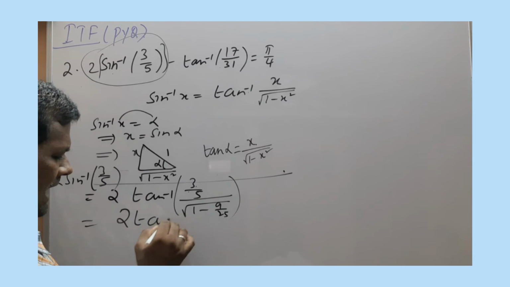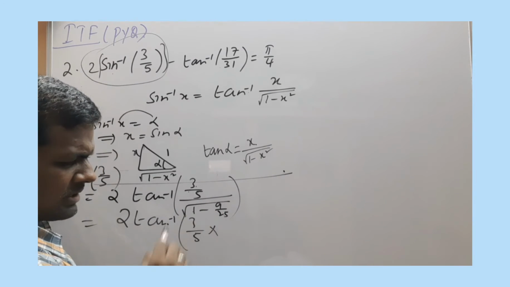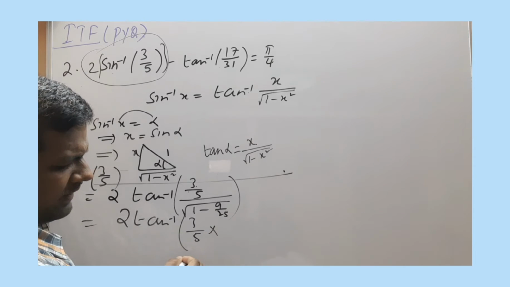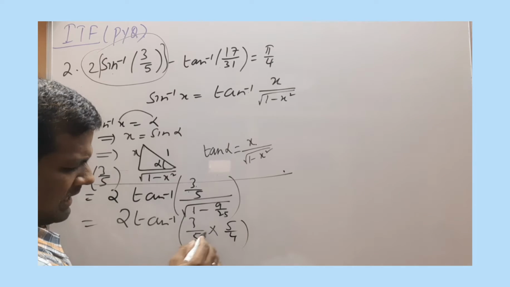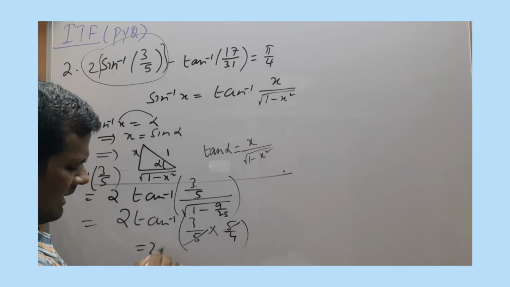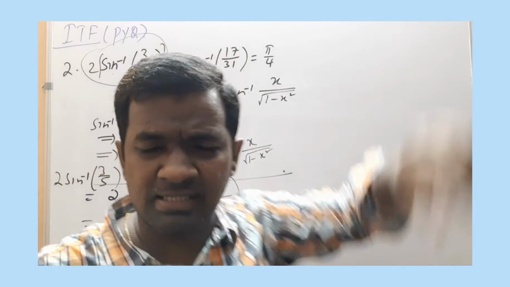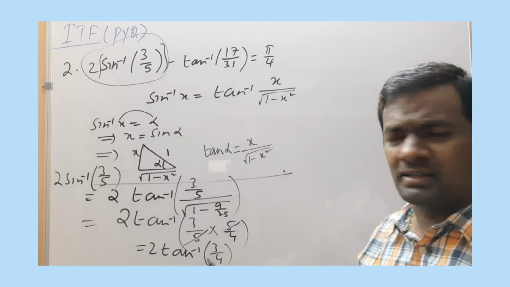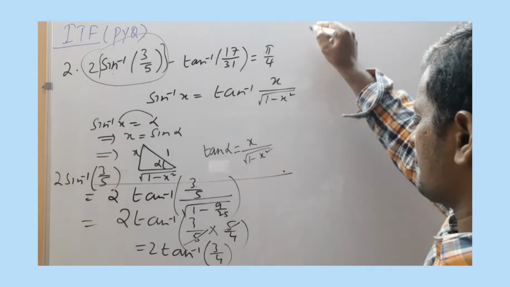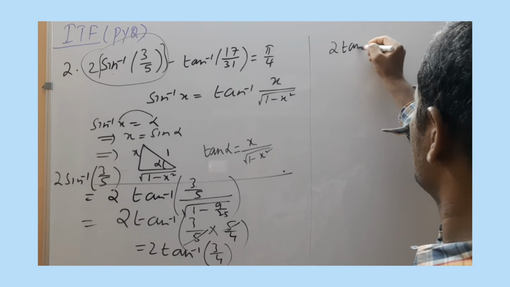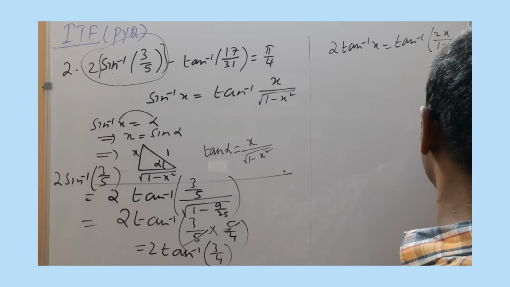This is 2 tan inverse 3 by 5. Yes, 25 minus 9, root 16 by 25. Root 16 by 25, can I write it finally as 5 by 4? Yes, 5 will get cancelled. You will be left with 2 tan inverse 3 by 4. Now, as we discussed in the beginning, this should be written in terms of tan, isn't it? So the 2 tan inverse x formula in terms of tan is tan inverse of 2x by 1 minus x square.